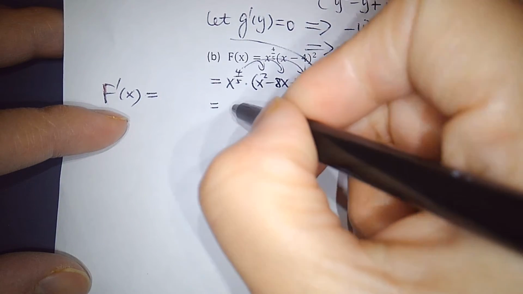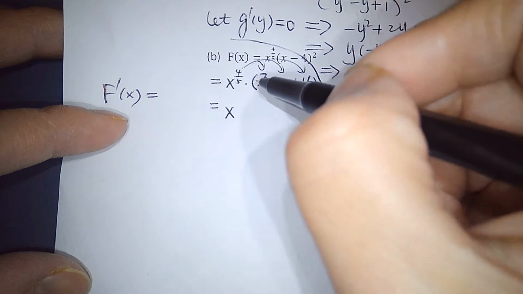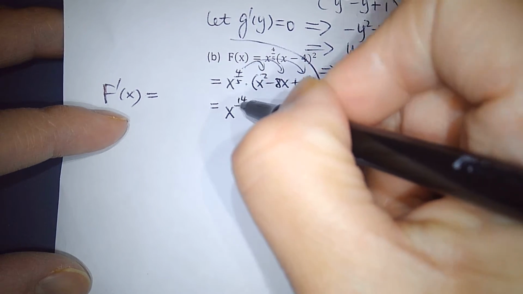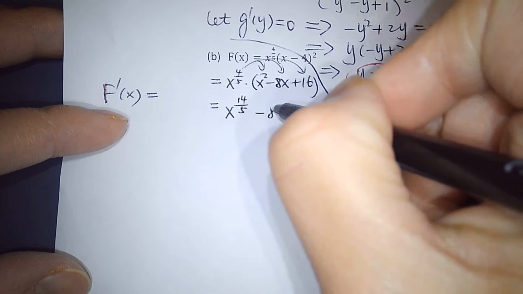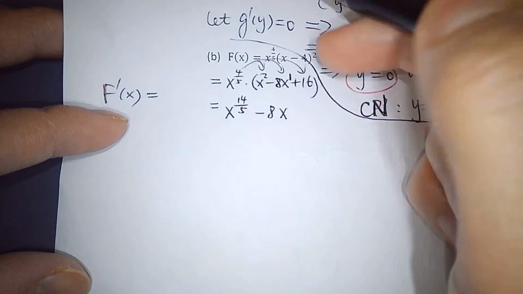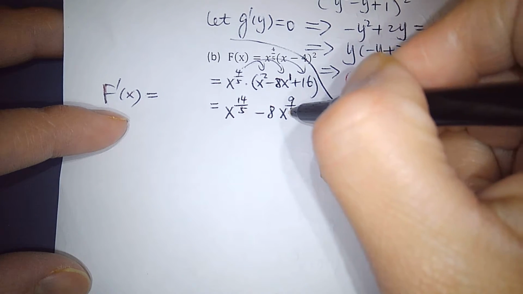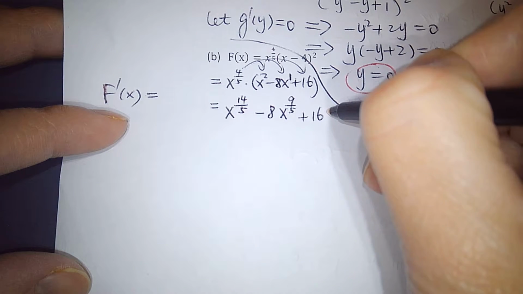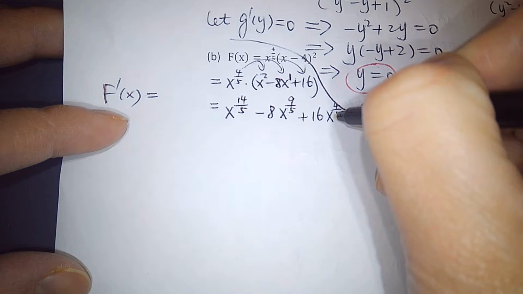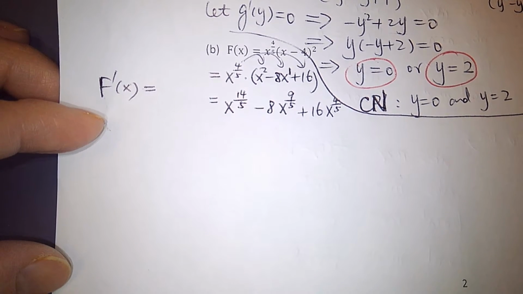Distribute x to the 4/5: x to the 4/5 plus 2, that is 4/5 plus 1, giving 9/5, then 16 x to the 4/5. You guys?